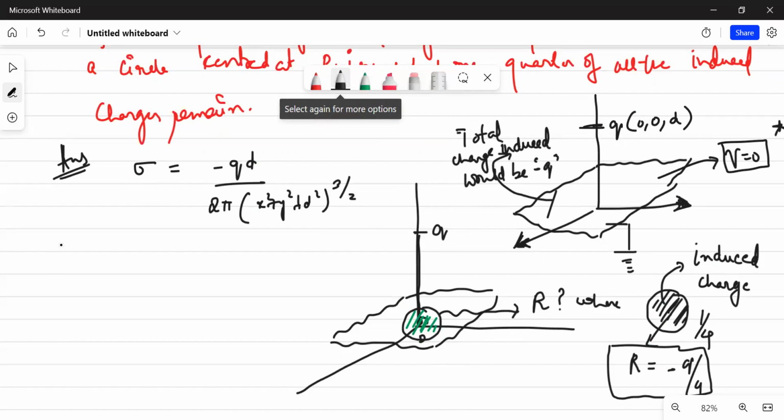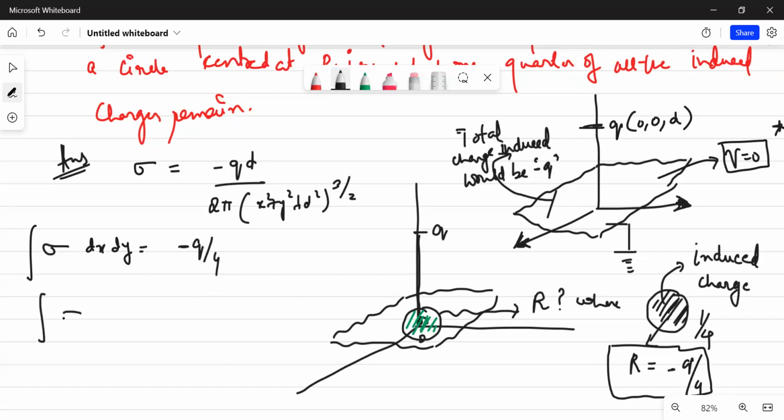So one can see that if I integrate this sigma dx dy, I should get minus q by 4, where I integrate in this particular region. So instead of using these coordinates, I simply use different coordinates. This is r dr d theta, and let us say that this radius is capital R. So I'll write capital R here, and 0 to 2 pi, and this will be equal to minus q by 4.